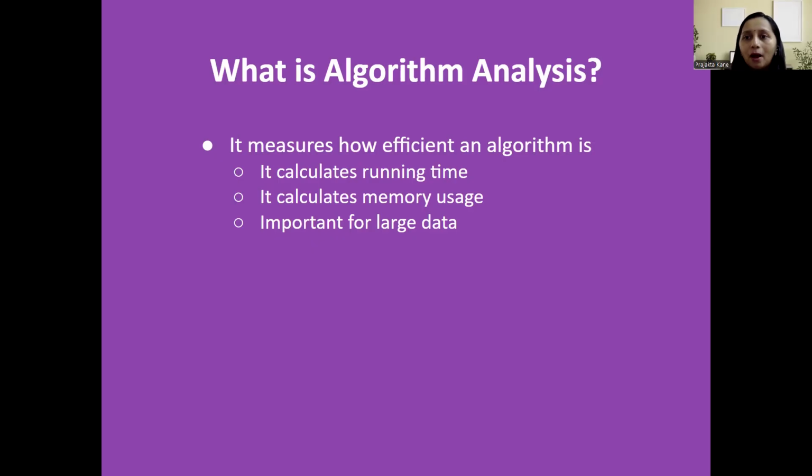When we talk about memory usage, memory is basically the space that your program, the variables, and all the things that you use in your software occupy, also called memory. So the two main resources that algorithm analysis focuses on are running time and space.